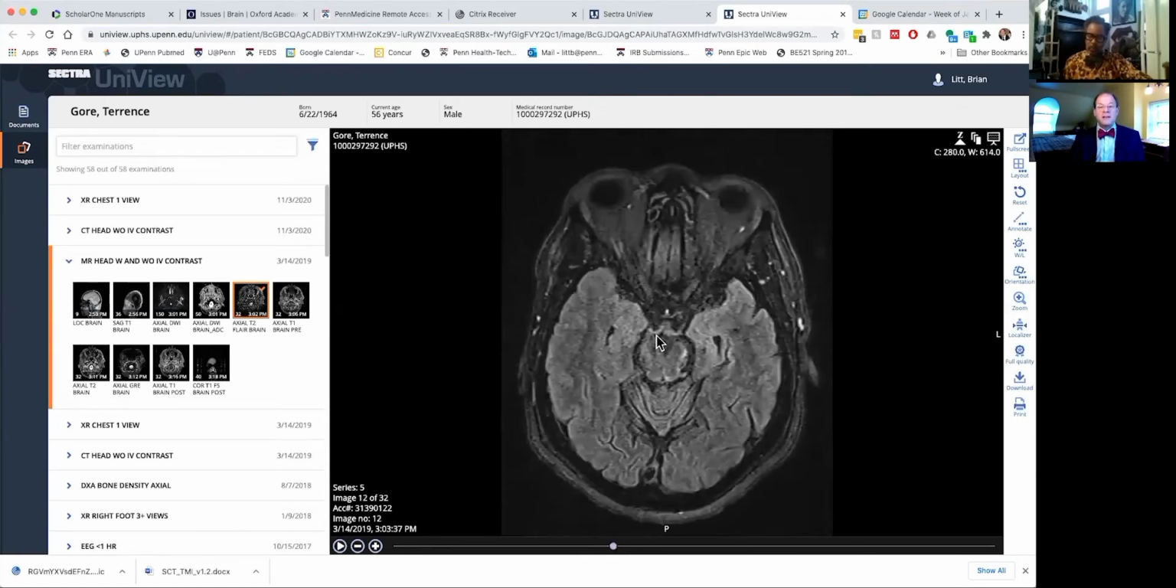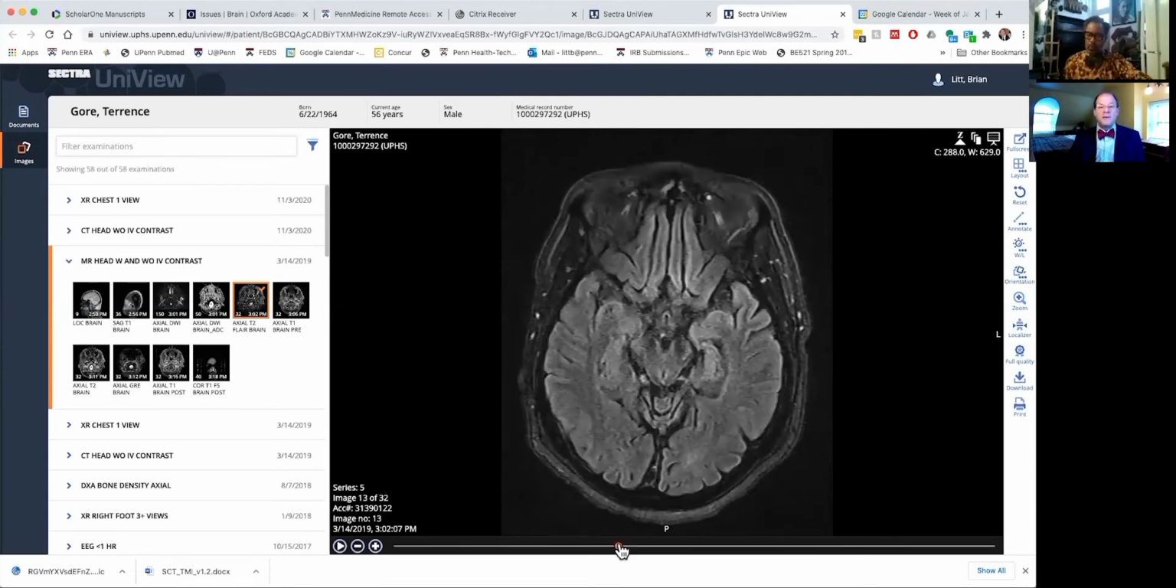So the areas that control memory, thinking, verbal, visual, spatial memory, these are in the temporal lobes, and you can see those are completely normal. Given your art history, I would bet they're super normal.